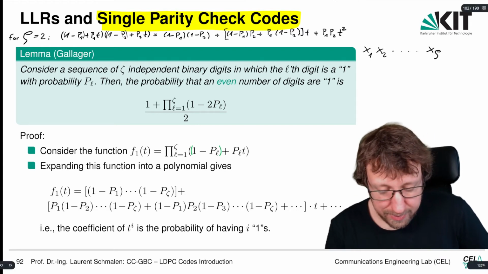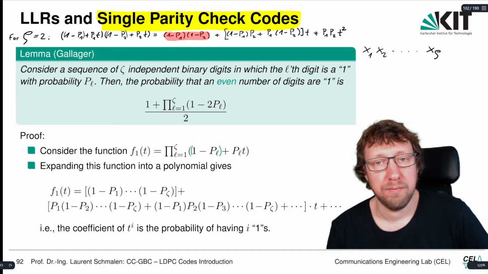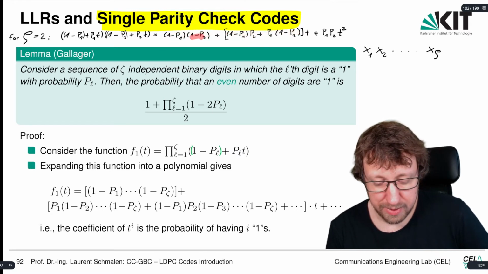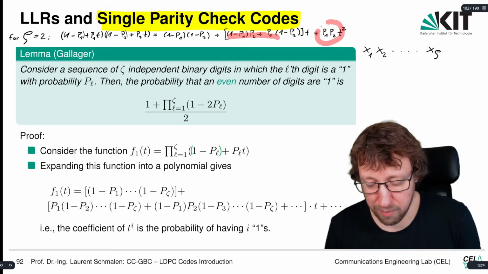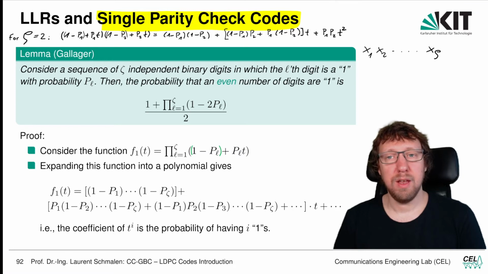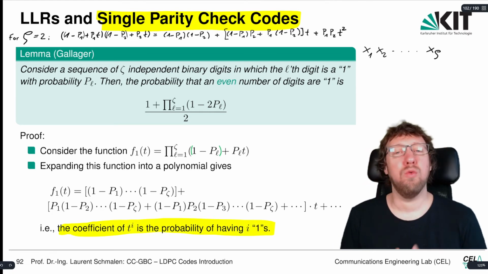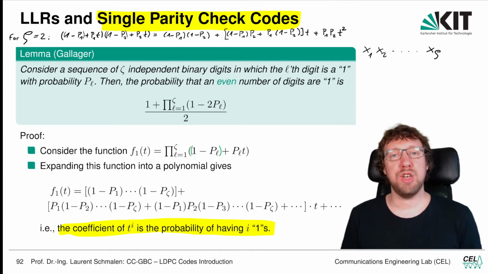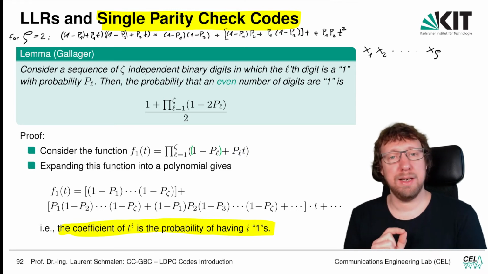So we can see that this term is the probability that we have 0 ones in our sequence. This term is the probability that we have a single 1 in our sequence. This term is the probability that we have 2 ones in our sequence. So essentially, the coefficient of t^i is the probability of having i ones. So just by extracting the coefficients of this polynomial, which is also called a generator polynomial because it generates the probabilities, the coefficient of t^i is the probability of having exactly i ones in the sequence.